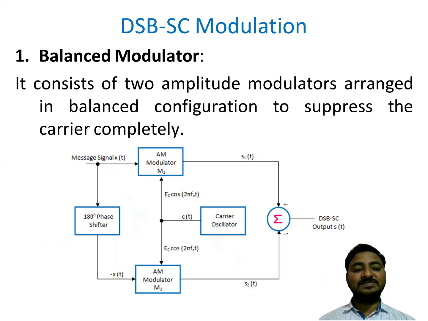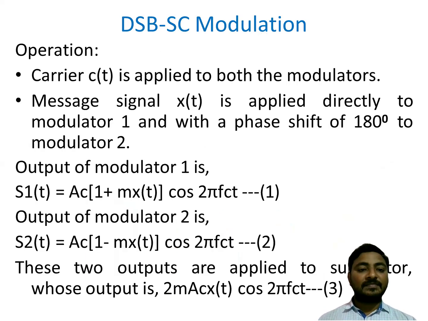Next, generation of DSB-SC using the balanced modulator. It contains two amplitude modulators arranged in a balanced condition to suppress the carrier component. In this block diagram, the upper block is one amplitude modulator and the lower block is another amplitude modulator. Both are in balanced condition. The carrier signal c(t) is applied to both modulators.